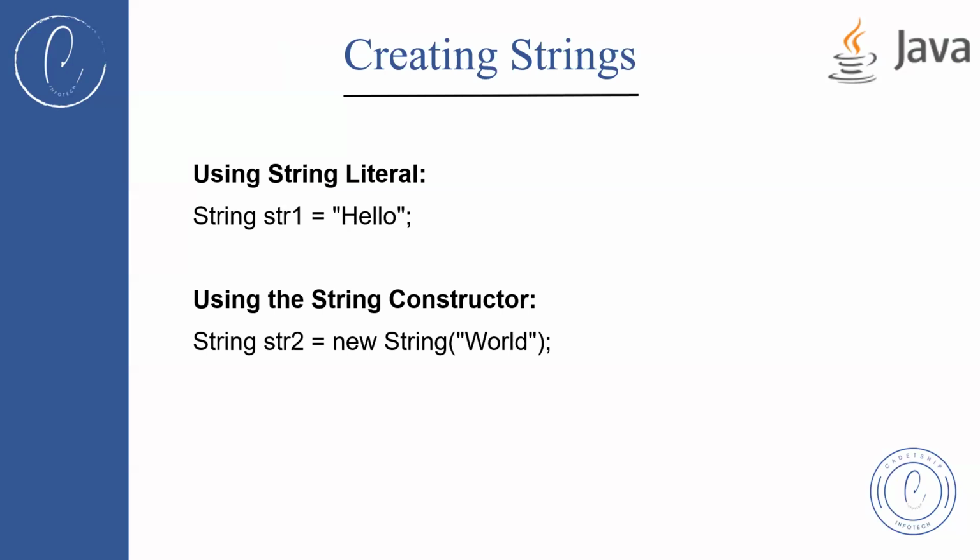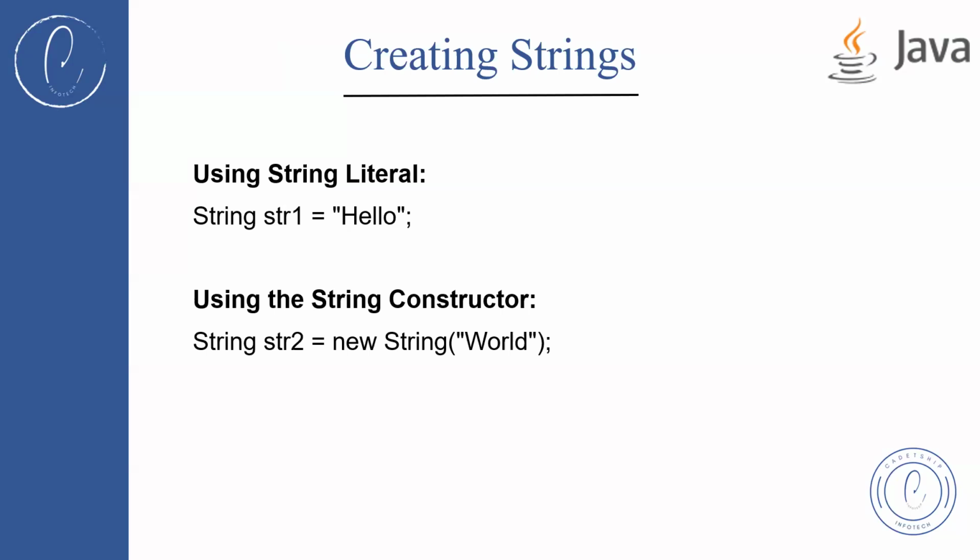So how can we create strings in Java? We can create strings in Java by first using a string literal. What does string literal mean? String literal means we use the String keyword, then we specify the variable name, and then we write our word, our text in double quotes. So this means a string literal.